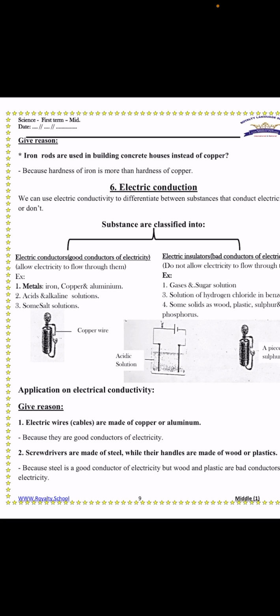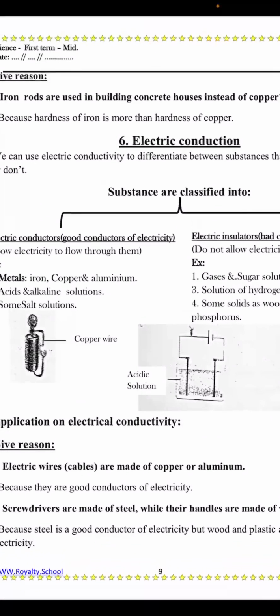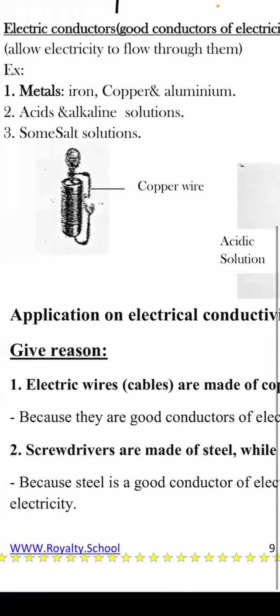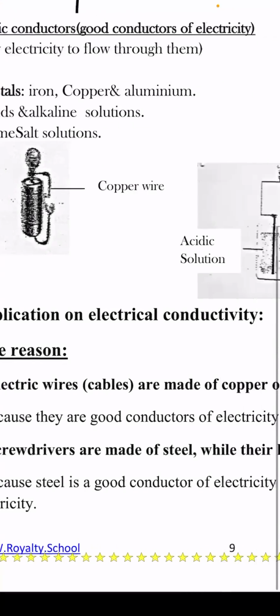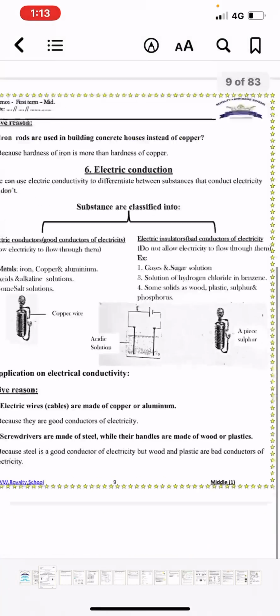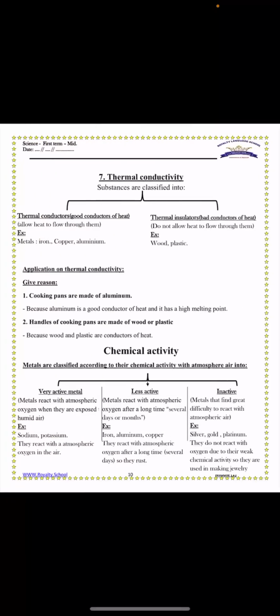Okay? So electric wires or electric cables are made of copper or aluminium. Why? Because they are good conductors of electricity. Screwdrivers are made of steel, while their handle is made of wood or plastic, because steel or iron is a good conductor of electricity, but wood and plastic are bad conductors of electricity. Okay?